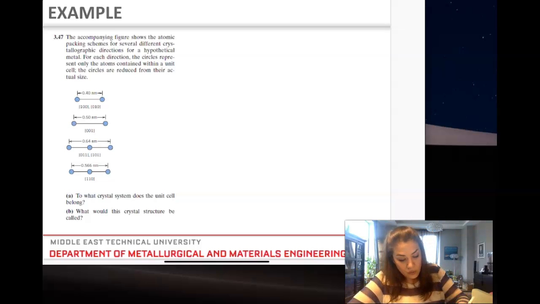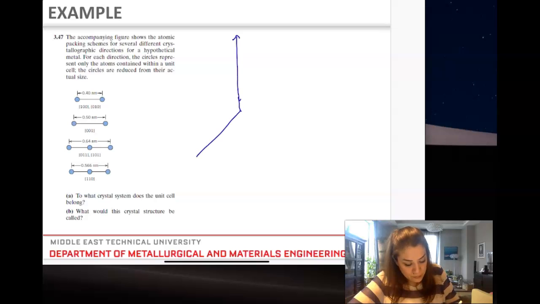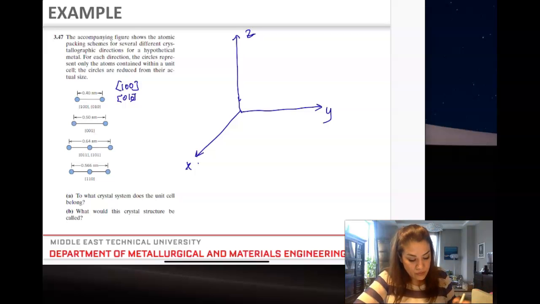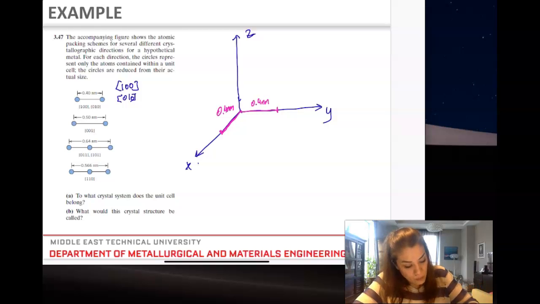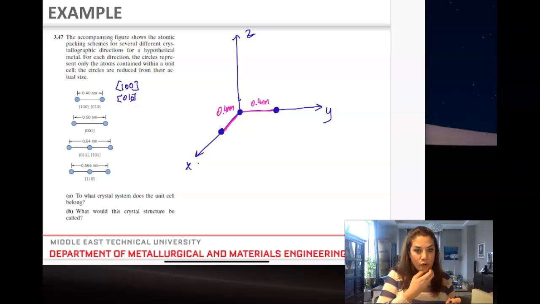Let's start solving it. First of all, I like to place my XYZ coordinate system. In that XYZ coordinate system, for the 100 and 010 directions, where is the 100 direction? It is here, right? What about 010? It is here. The length of it is given as 0.4 nanometer in both 100 and 010. What else do I know? I'm also given atoms centered 0.4 nanometers apart. The lattice points are given, right?